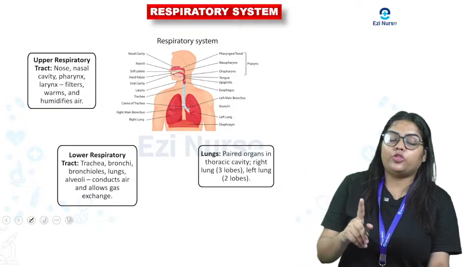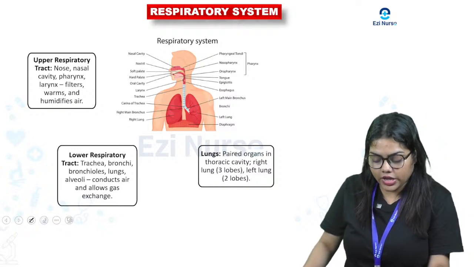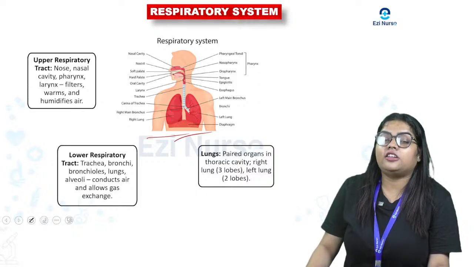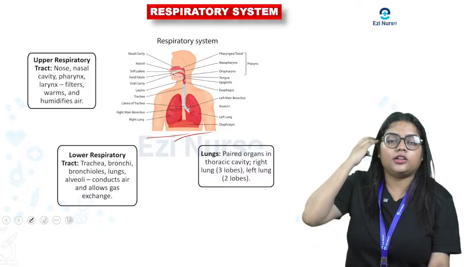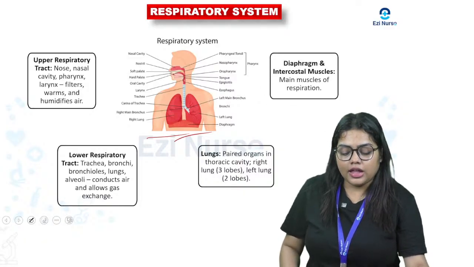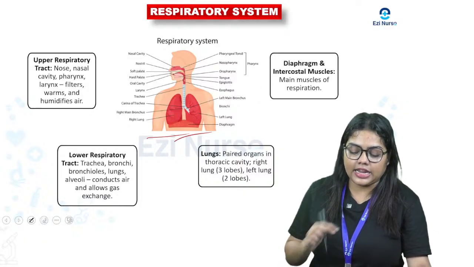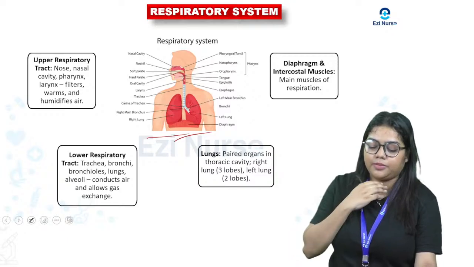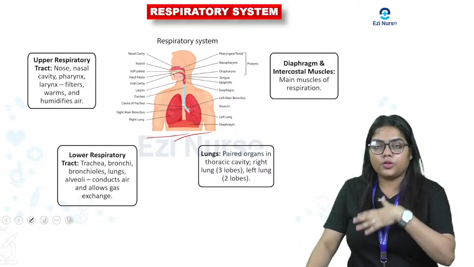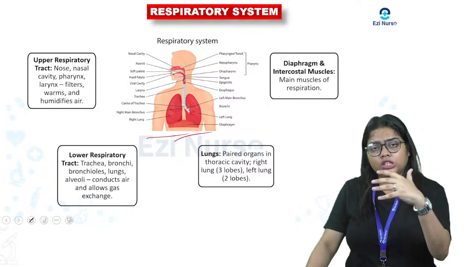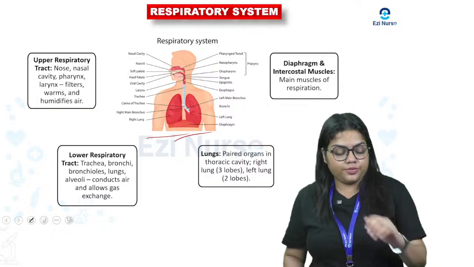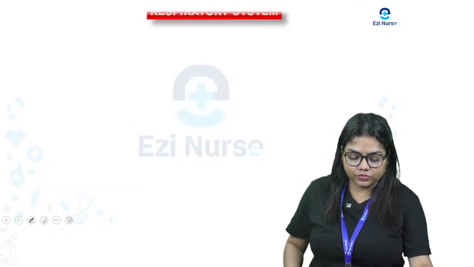Next, the most important one is the lung. It is a paired organ in the thoracic cavity. The right lung has 3 lobes and the left one has 2. The right one is bigger than the left one. And lastly, we have the diaphragm and intercostal muscles, which are the main muscles of respiration. The diaphragm helps to push the lungs, and the intercostal muscles are in between the ribs.